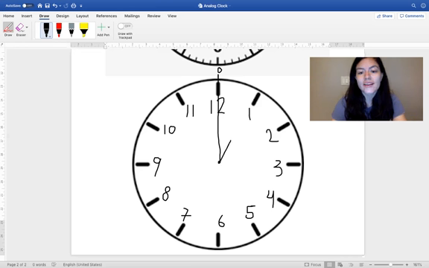Now it's 1 o'clock, 2, 3 o'clock, 4 o'clock, 5 o'clock. Oops, not very straight. 6 o'clock, look, it's making one straight line. When the hour hand is down on the 6 and the minute hand is pointing up to the 12, it makes a straight line.